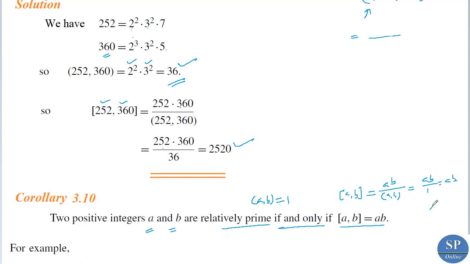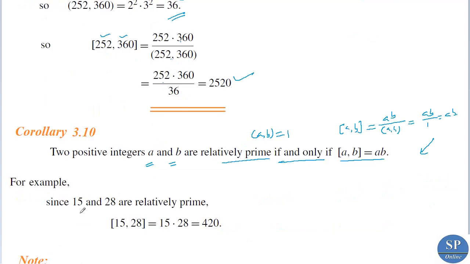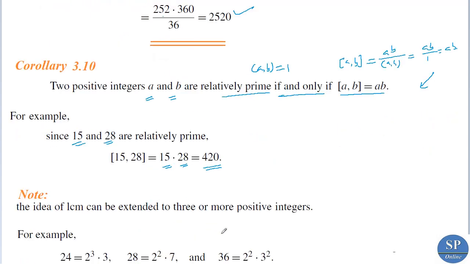Also, the other direction we can do like that. For example, we have 15 and 28 are relatively prime. So by this theorem, the LCM of 15 and 28 is equal to 15 into 28, which is 420.